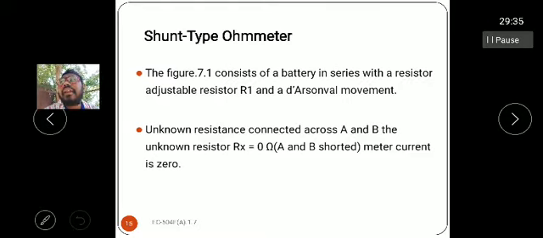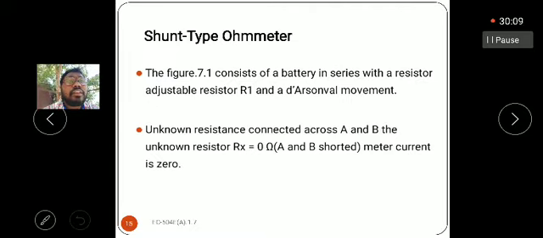With the help of two cases, we have to understand the unknown resistance connected across the terminals AB. The first case is Rx is equal to 0, and the second case is Rx is equal to infinity. If Rx is equal to 0, the unknown resistance is short circuited. If Rx is equal to infinity, the unknown resistance is open circuited.